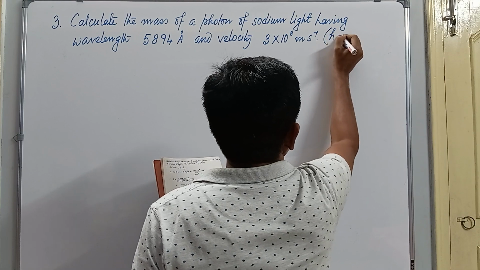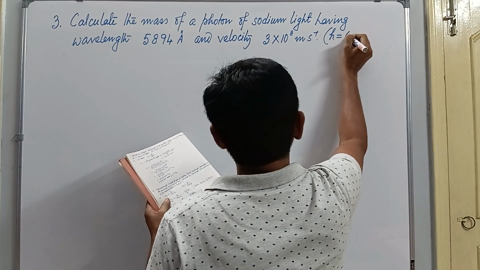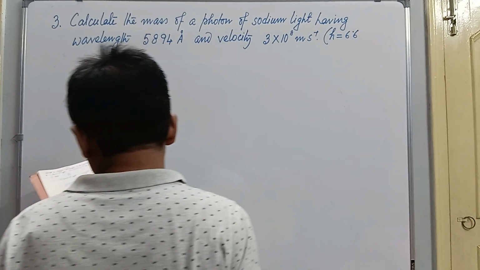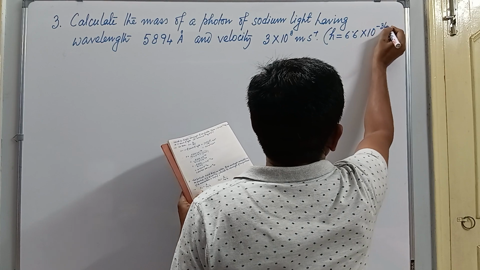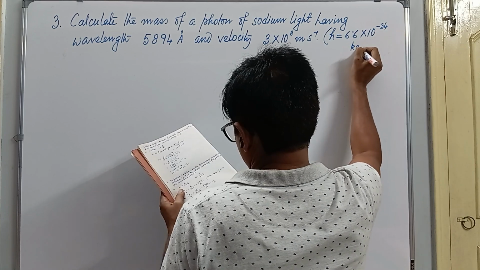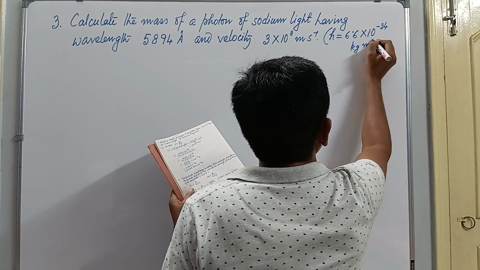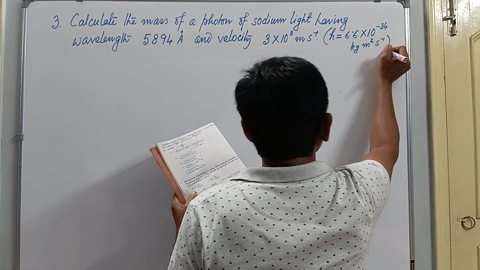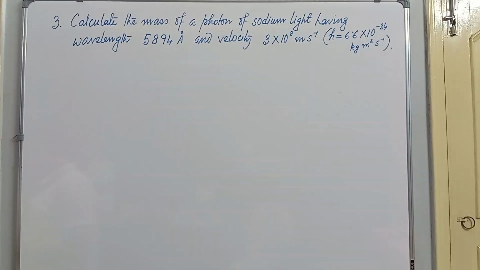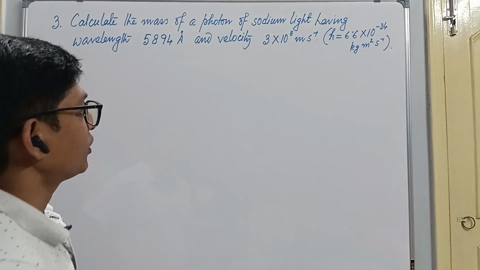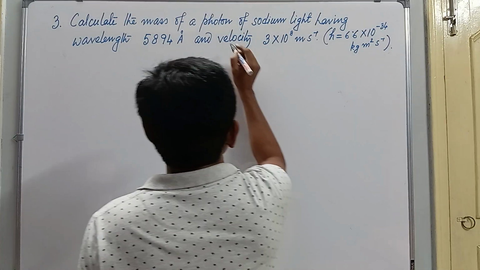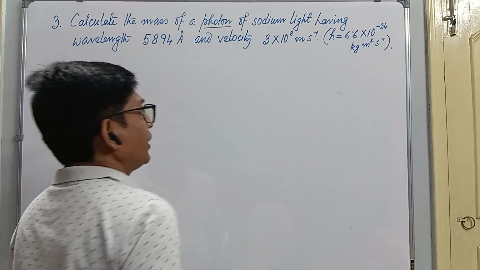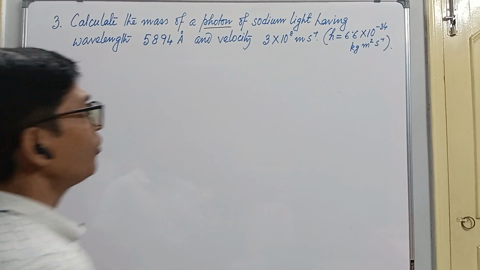The h is equal to, here they have given only 6.6, okay, so we'll use this value, into 10 to the power minus 34 kilogram meter square second inverse. So they have given the value of h and we need to calculate the mass of the photon. Now before we start to solve this problem, the only slightly surprising thing is that they didn't say electron directly, rather they said the photon of sodium light.